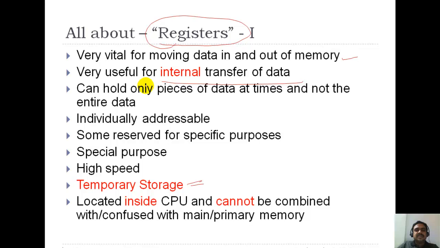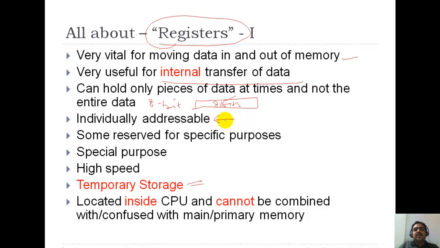But the problem with the registers is they can hold only pieces of data at times and not the entire data. For example, if you take 8051, I told you it's an 8-bit controller, so all the registers will be of size 8 bits. If there is a 16-bit or a 32-bit data, they cannot hold the entire data at a time. They can hold only 8-bit data per register. If you want to store a 32-bit number, you need 4 registers to store your entire number. And in that case, you have to be very sure of the order in which you store, because LSB, MSB matters a lot.